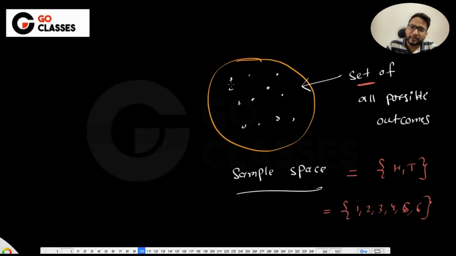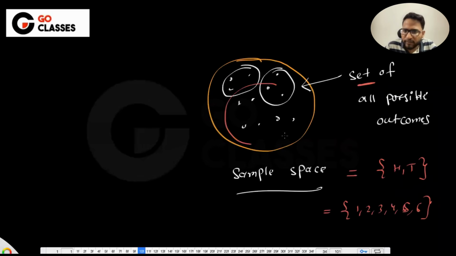Now, what is an event? An event is some subset of the sample space, which means that out of these outcomes, I'm making one event. Maybe I'm making one event here. Maybe I can define one event like this. Maybe two from here, two like this. Anything. So some subset of this sample space, or some set of outcomes, is called an event. Let's say this is event 1, maybe this is event 2, maybe this is event 3.